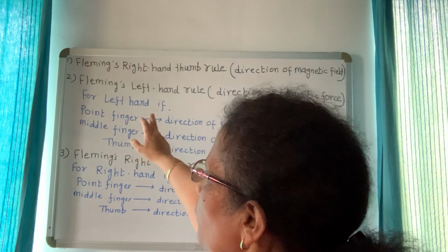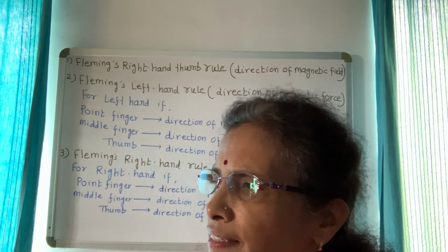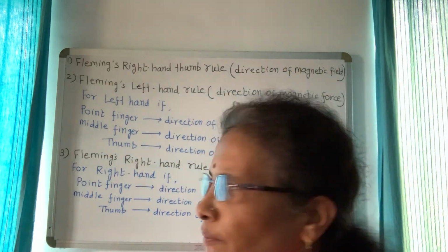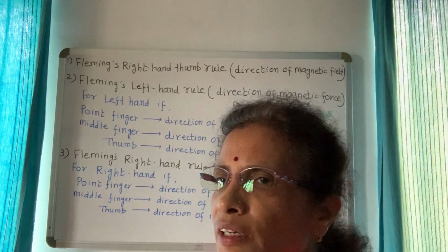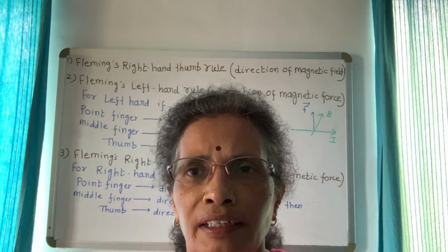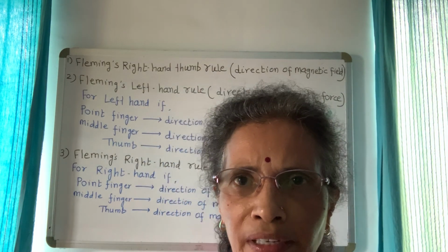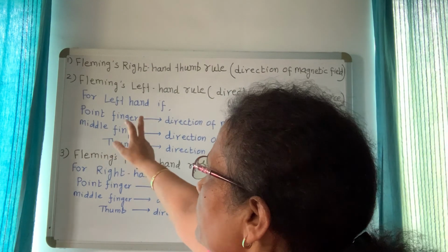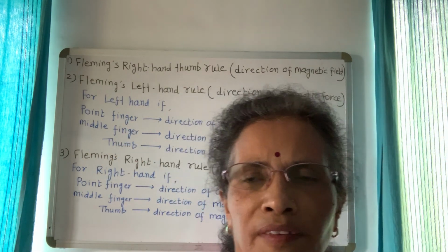Because the left hand rule we will use in the next sessions, the left hand rule only, because Fleming's right hand rule is in a different way, but that we will understand in the next chapter. So for this chapter we will concentrate only on Fleming's left hand rule.